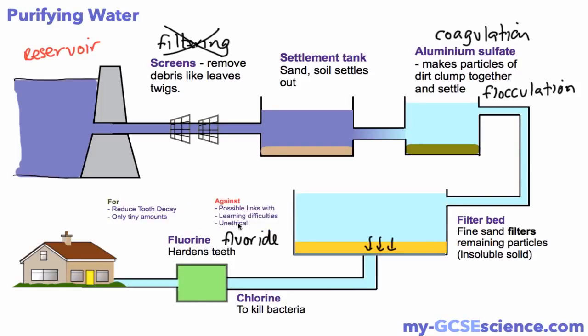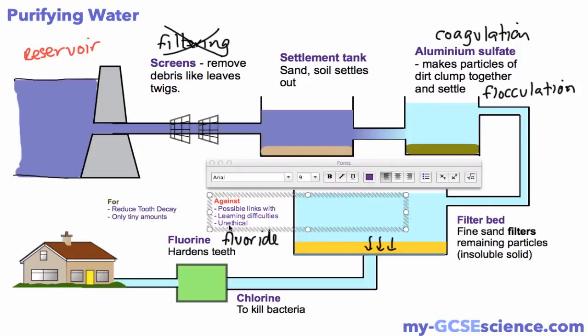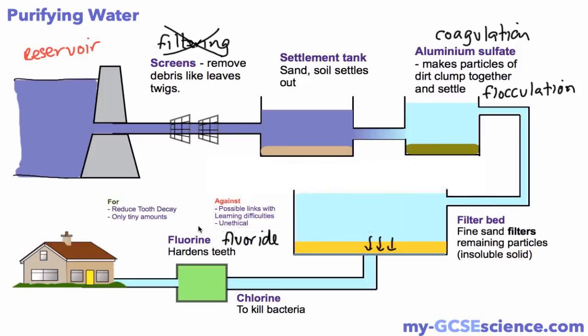Arguments on the against side, however, are that there are possible links with learning difficulties, and some people say it's unethical. This is a treatment that's given to everybody because everyone needs drinking water, and they are given this treatment whether they like it or not. A lot of toothpaste have fluoride in them, which can harden teeth, and if you think that, well, you don't want to take the risk of any health issues, you don't have the choice whether you can take the fluoride or not, and you can't say, well, I'll just have it in my toothpaste and not in my water.